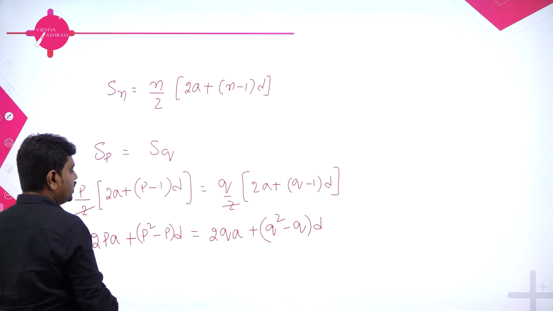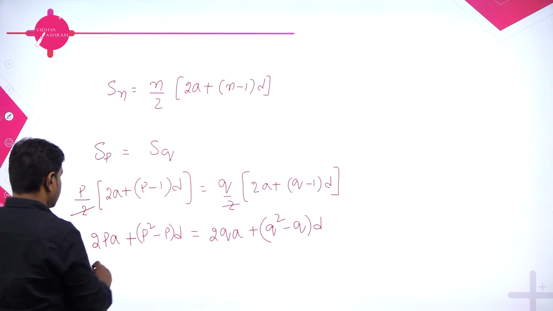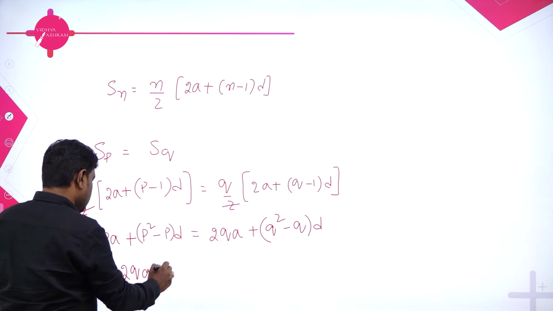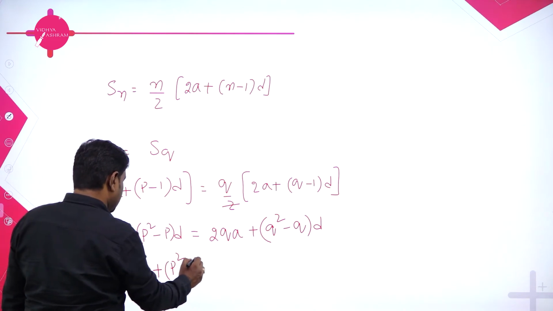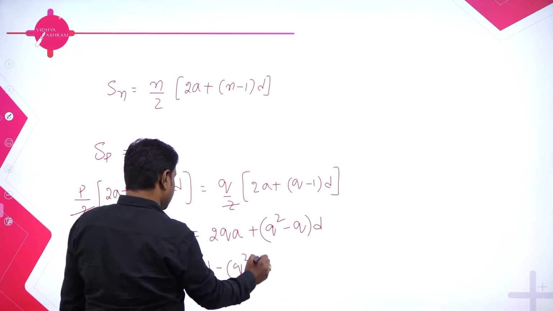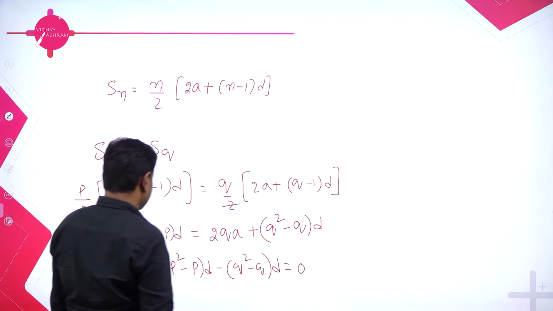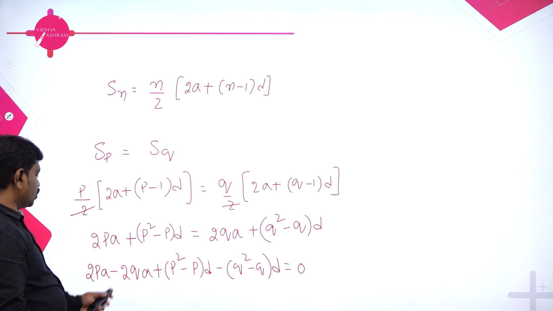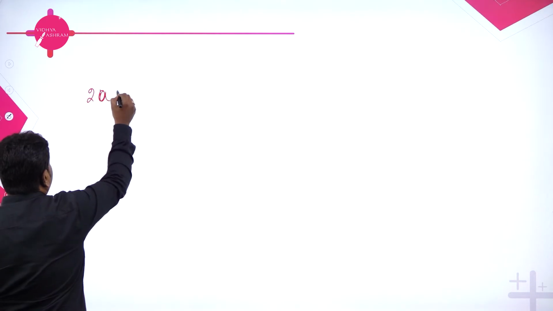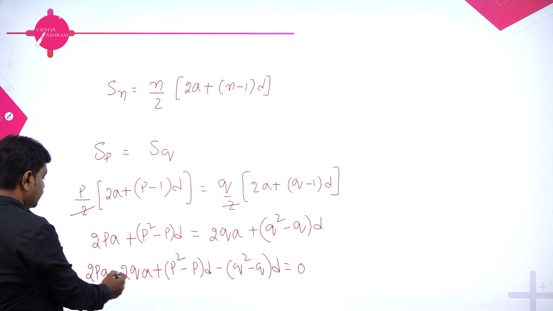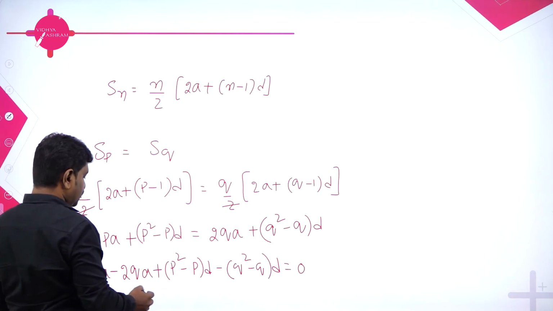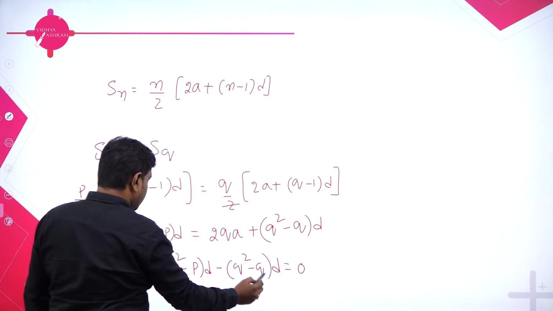Now bring all terms to the LHS. So transferring, it will become 2pa minus 2qa plus p square minus p into d minus q square minus q into d is equal to 0. Now further, in these two you can take 2a common. If you take 2a common in the LHS, we will be left with p minus q.